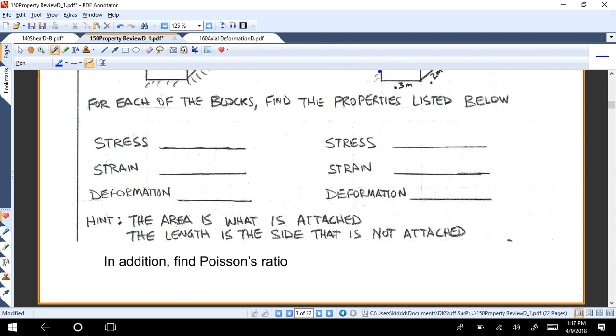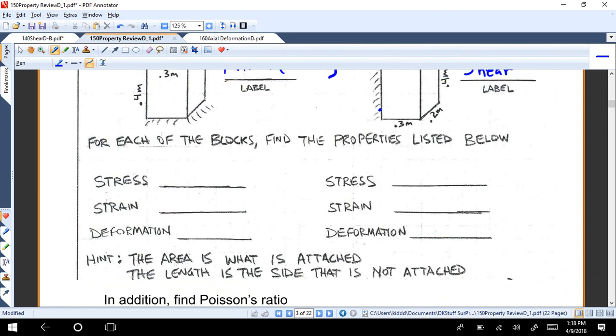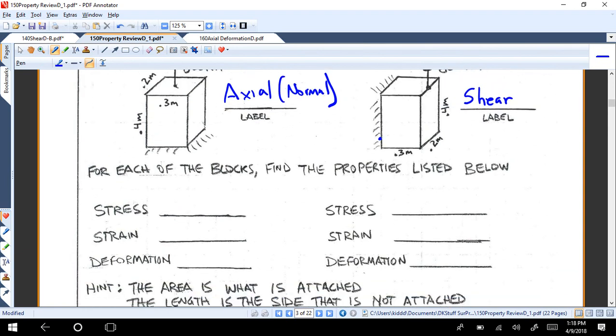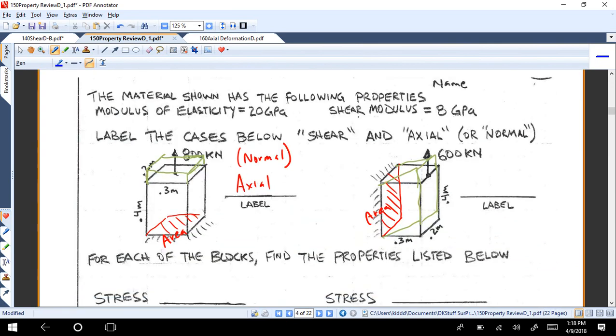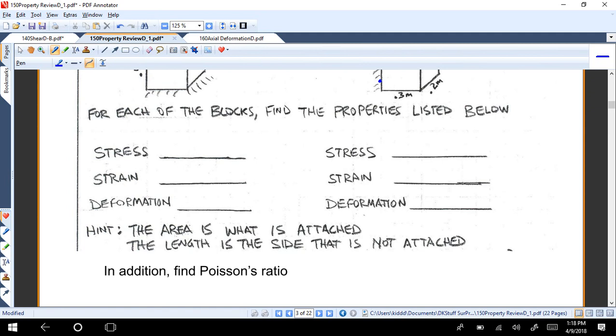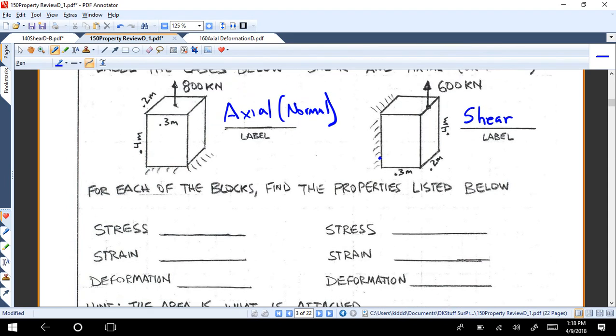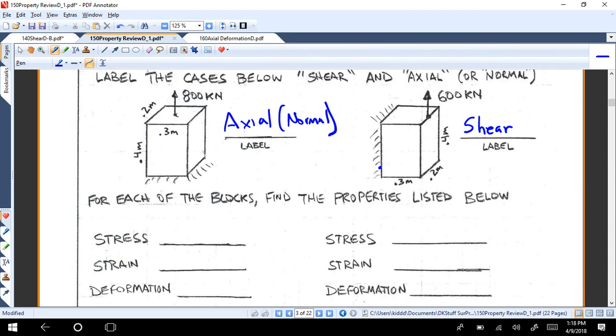Now, there's a key to doing this, and the key is to figure out what the area is and what the length is. The area is what's attached. And in our little sketches, we use those hatch marks to indicate what's attached. The length is perpendicular to the area that's attached. So the length is normal to the area. So the length is the side that is not attached. One way I remember this is between the area and the length, you take up all three dimensions. So once you calculate the area and length for both of these cases, just look and see what's attached. That's the area. And you figure out what the length is. And that's normal to the area.